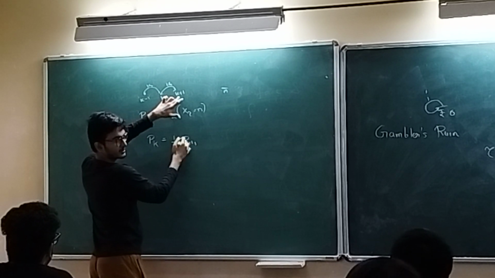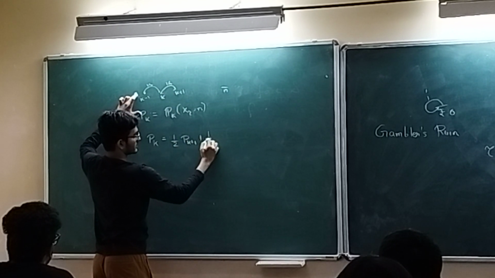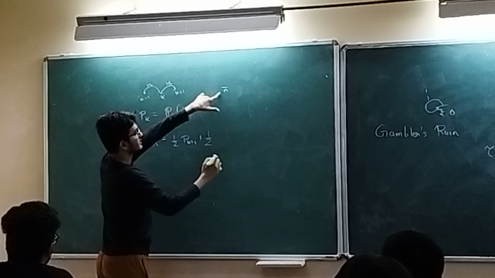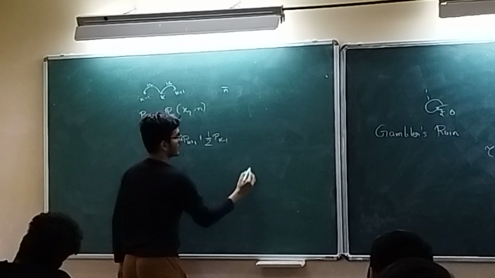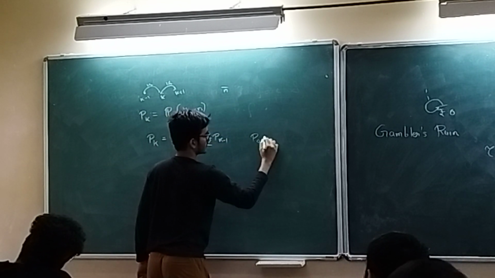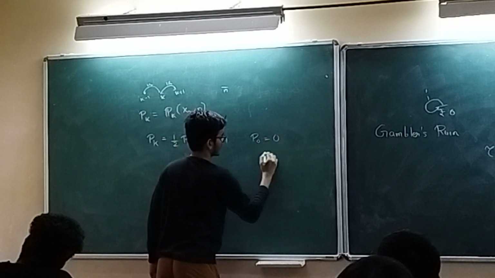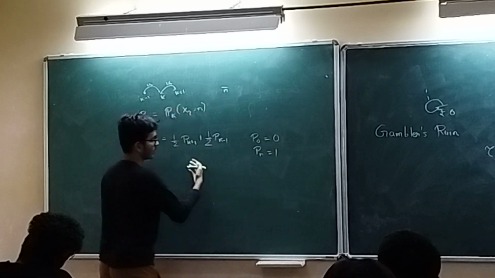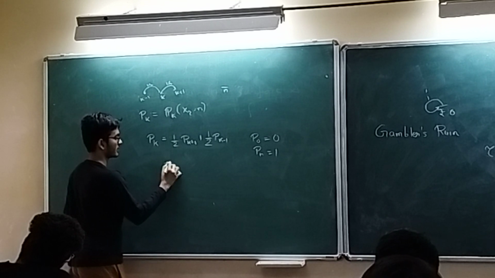And this should happen with probability half, that's why I have multiplied. Or it can move to k minus 1 with probability half. And again from k minus 1, the probability that it will hit n is p k minus 1. And what is p0? And what is pn? You have a linear system of equations, you can just solve it and the solution will come out to you.